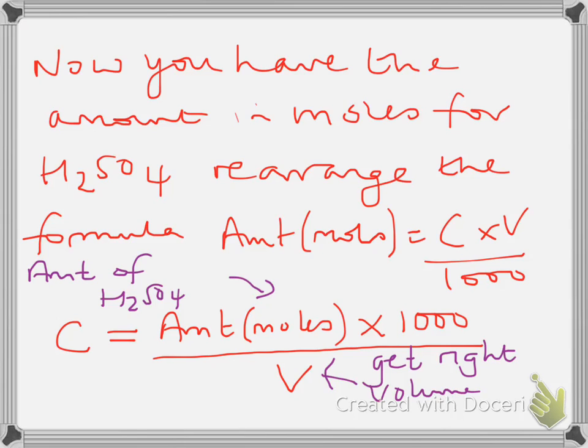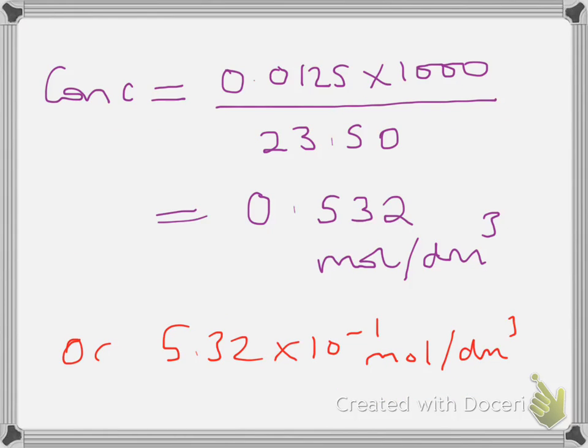Now you have the amount in moles for the sulfuric acid. We can rearrange the equation we used earlier, which is amount in moles is C times V over 1,000. Don't forget when you're working out the concentration here, the amount in moles is for the sulfuric acid. Times it by 1,000, and the volume has got to be in cubic centimeters. Again, make sure you use the right volume. Most of the time these volumes will be different, so you can just look back at the first part of the question and check that out. Once you've got the concentration, that'll be in moles per decimeter cubed. Usually do it to 3 significant figures and put it in standard form.